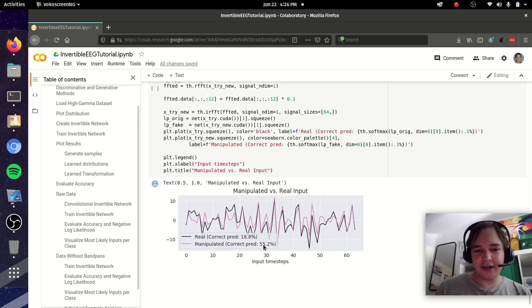So these are some things you can do with these invertible networks, and of course you can also use much more complex data with many sensors and longer times and so on. You'll just have to run it longer. I've supplied you all the code here so you can play around with it and see what you would get on your own data.